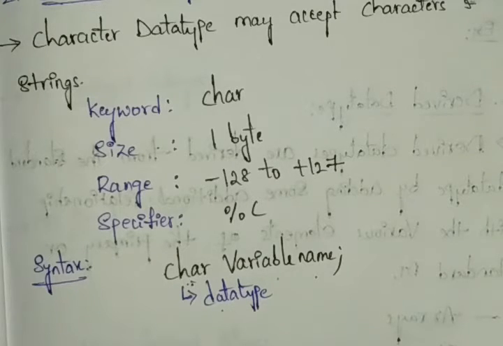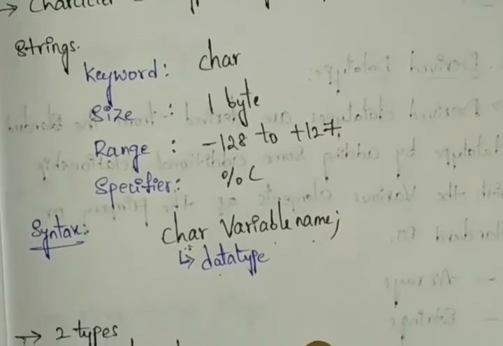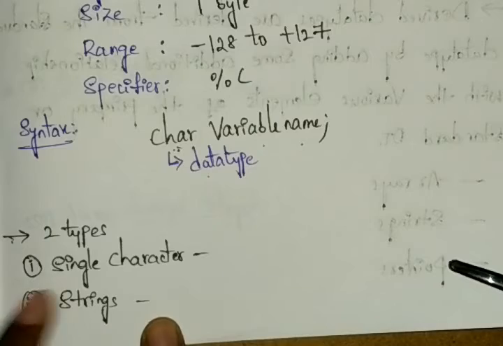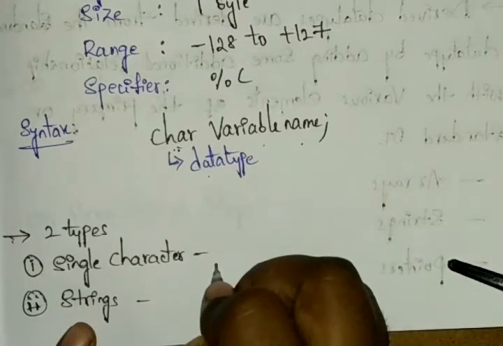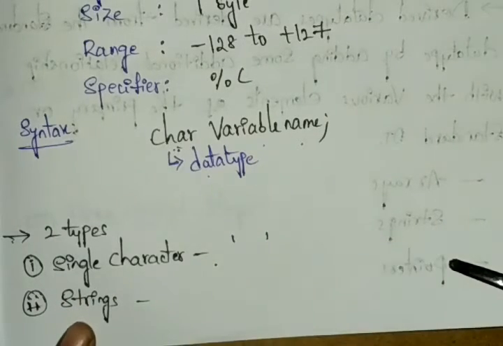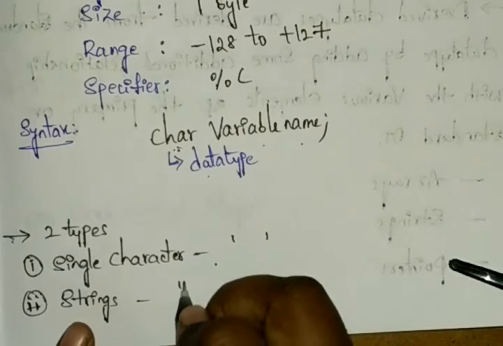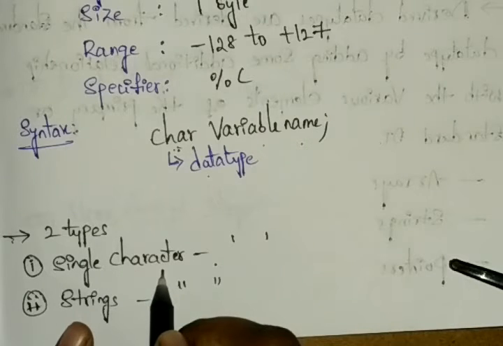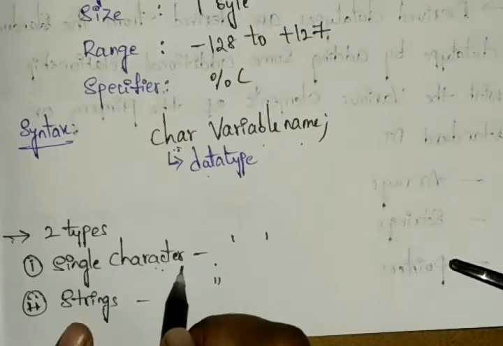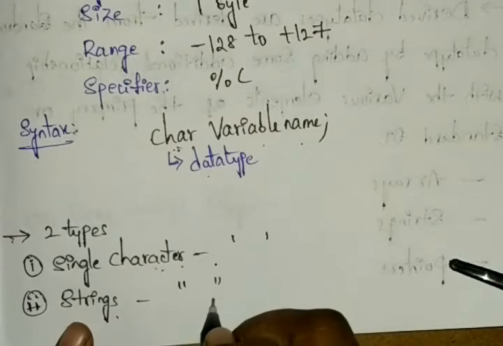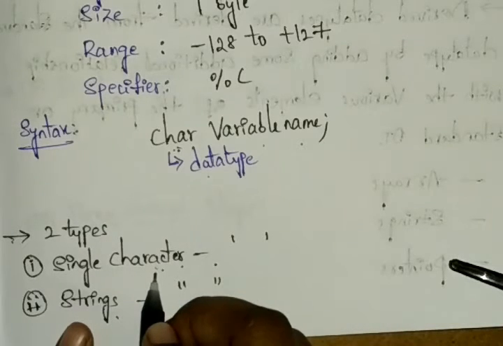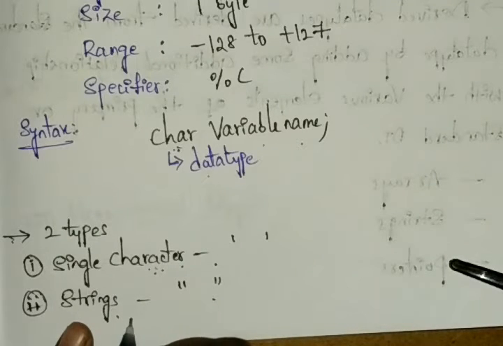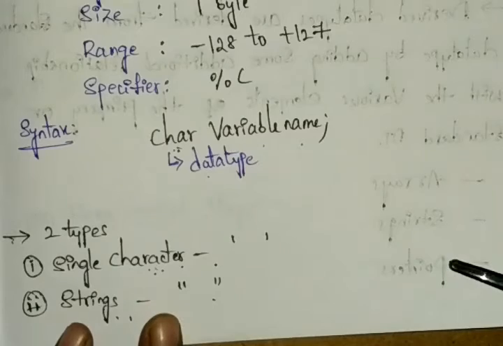Okay. And next we have two types of characters: the single character and the strings. Single characters are written within single quotation marks, and strings have double quotation marks. A single character is only one character, whatever alphabet you have, while strings are a combination of characters. So these are the letters, these are the words type. Like this we can work with our character data type.